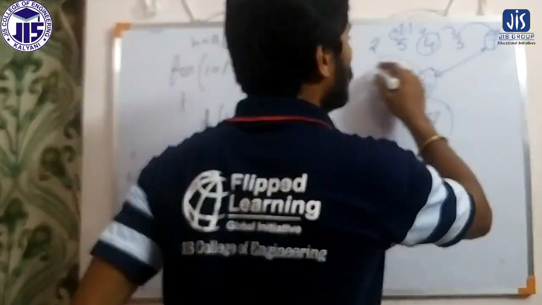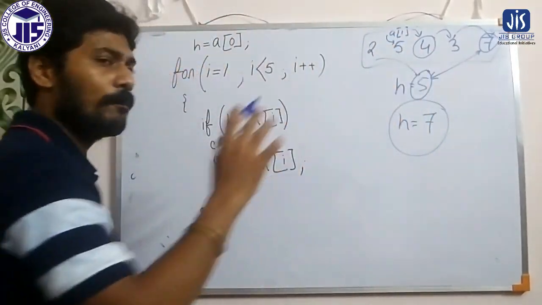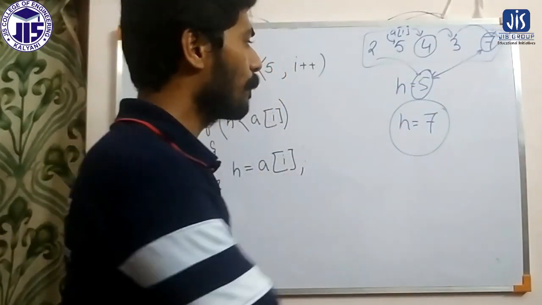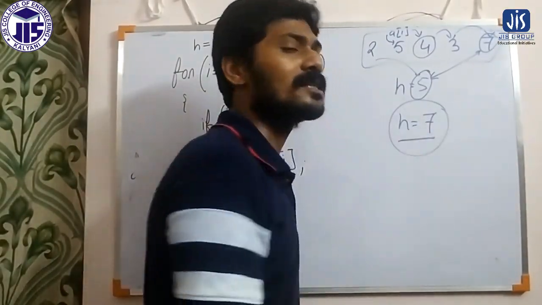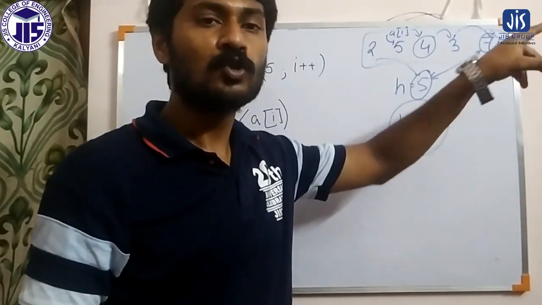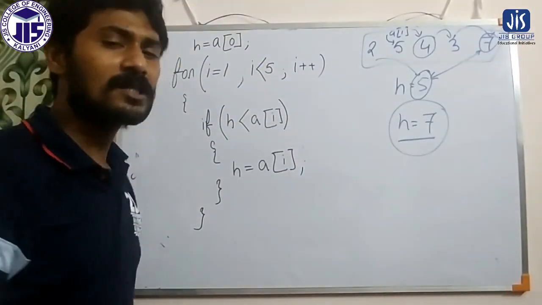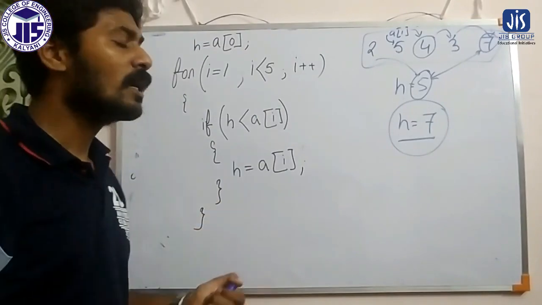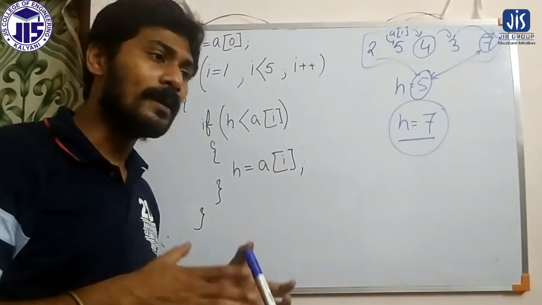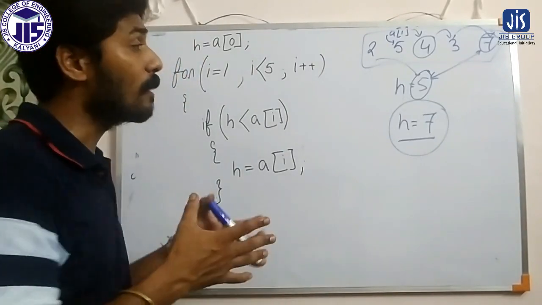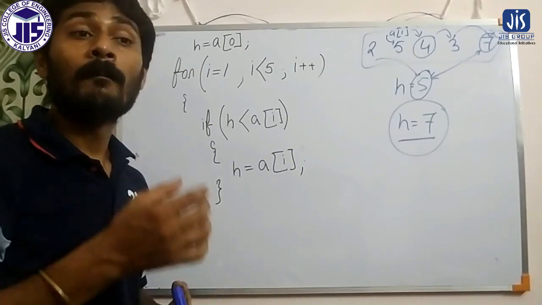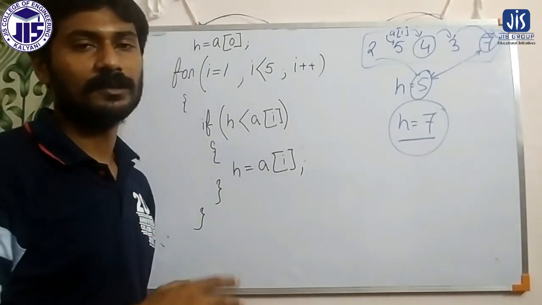In that way we complete all the comparisons. No more elements are there. At the end of all the comparisons, what is the value of h? That is 7, the maximum element in this array. So in a one-dimensional array, by using the position in the array, we can perform any operation on the array. It may be input, output, or any other operation, but always the operation will be performed on the array elements by their position.